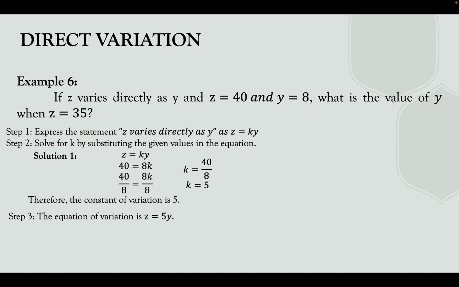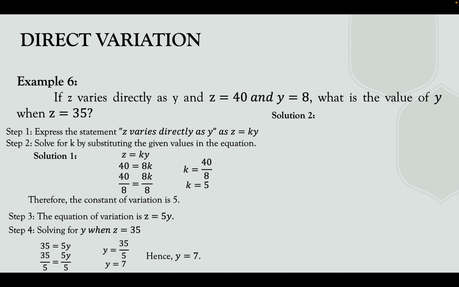Now, to find the value of y when z equals 35, you use the equation of variation z equals 5y. Substitute the value of z, 35. So we have 35 equals 5y. Divide both sides by 5. You will get y equals 35 over 5. So y equals 7. Hence, y equals 7 when z equals 35.